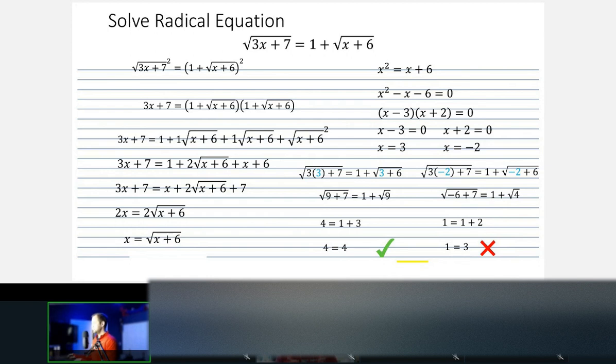All right, so I saw someone in chat said that 1 equals 3. So that's not correct, right? It's no good. So that means that this tells us that x equals negative 2 is not a solution. So that means the only solution we have here is x equals 3. That's the only solution. Yeah. So always make sure you verify your answers.